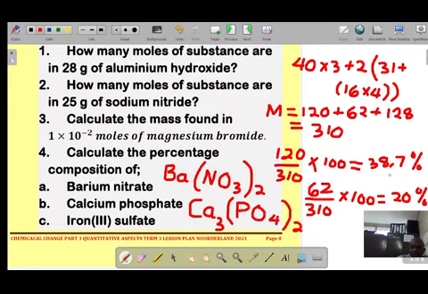So we do the same thing, guys. Even for oxygen, you're going to use 128. If I use 128, I'm getting 41.3%. Check it out, please. If you don't know how to do it, pause the video and do it again. So this is the percentage composition of the calcium phosphate. Hope you're together, guys. Let us proceed.